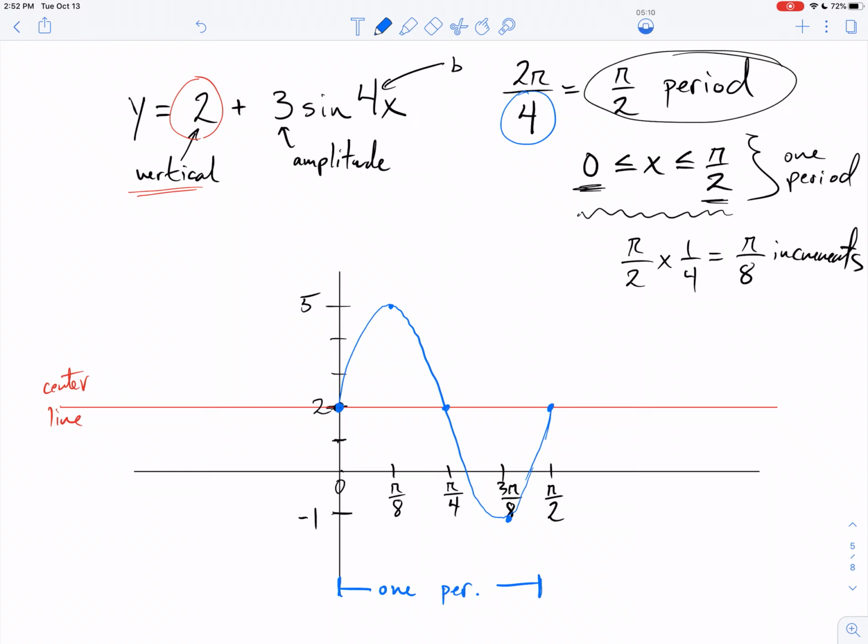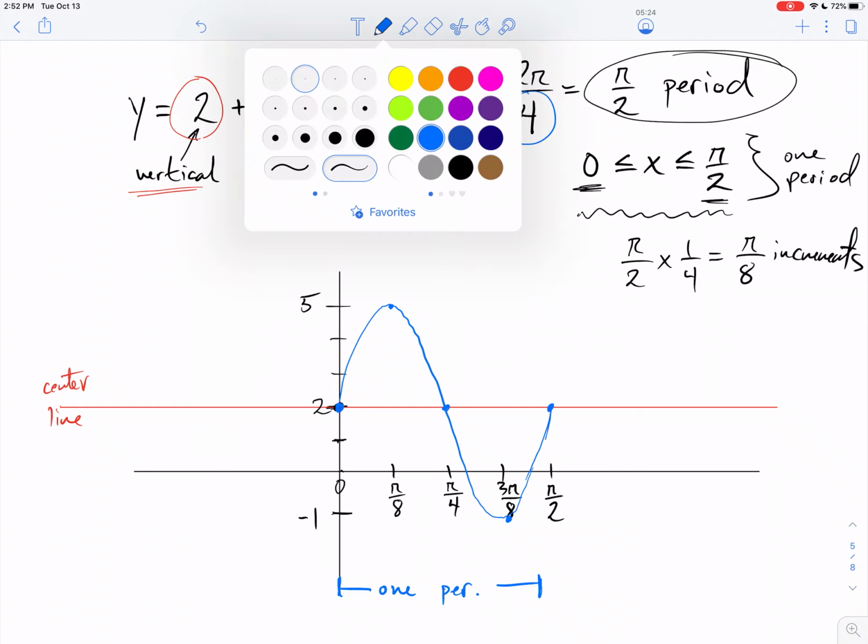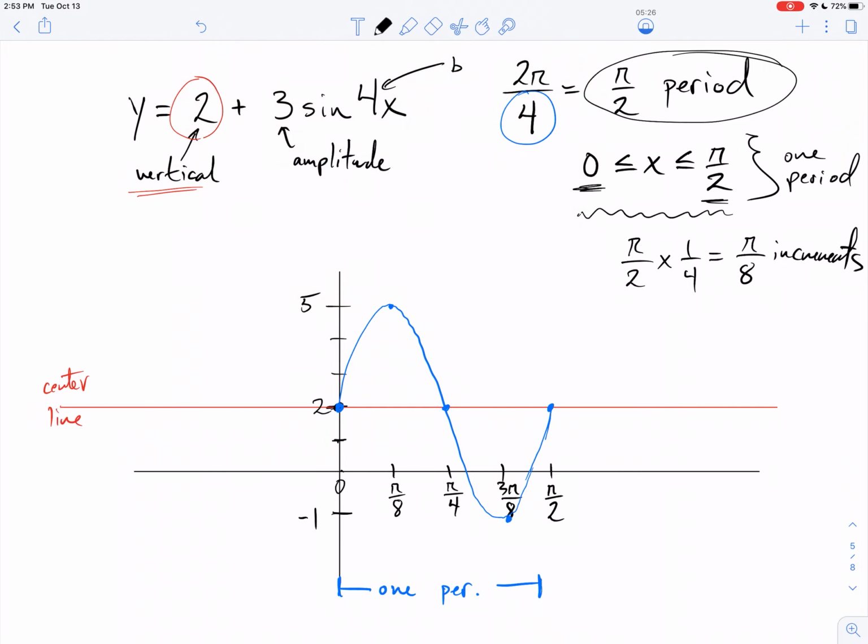The section we're going to be doing in the book, they have all of the graphs graphed over 2 periods. So here's the thing. I just want you to know that this is totally a valid move. If you really want to, you just drew 1 period. It goes through the whole cycle. You could just keep extending it down the line.